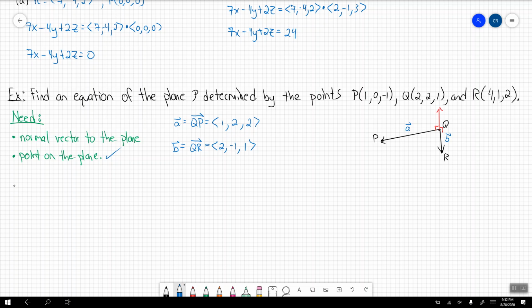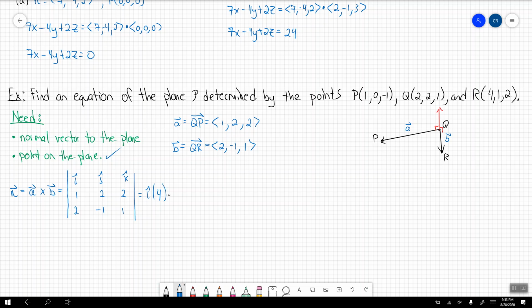Taking the cross product will result in a normal vector. So I'm going to say here on screen that the normal vector, in other words n, is going to be given by the cross product of A cross B. And again, this is going to have an i component, a j component, and a k component. Vector A is 1, 2, 2. Vector B is 2, negative 1, 1. So the i component, that's going to be 2 times 1 minus 2 times negative 1. So that's going to be 4.